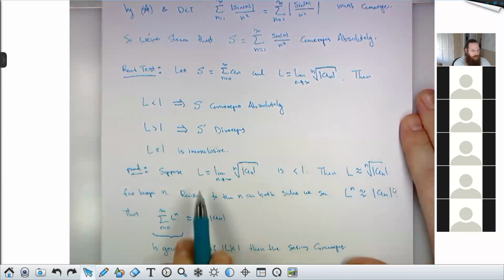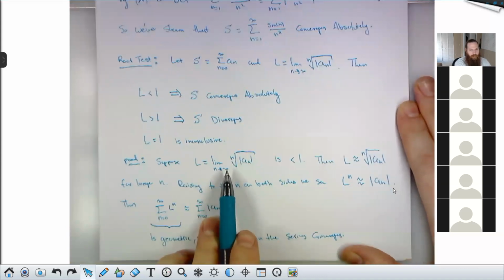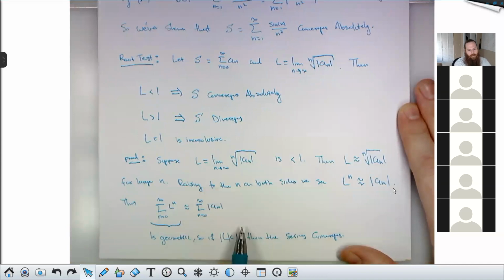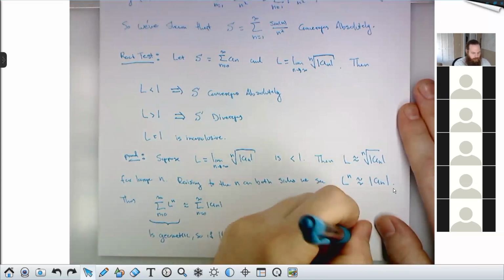Now by design, L has to be positive. It's not possible for L to be negative. So if L is less than 1, that's the same as saying the absolute value of L is less than 1. And since these things are very, very close to each other, in particular, if this is finite, then this has to be finite also. That's it, that's the proof.